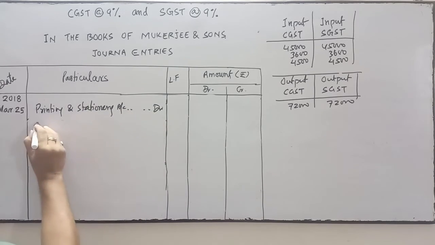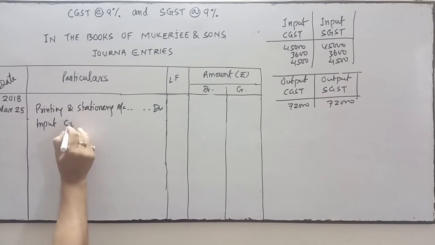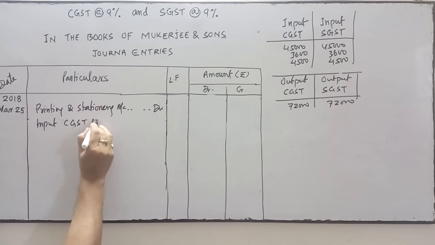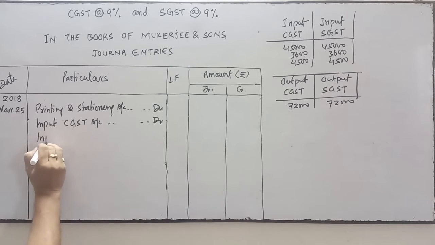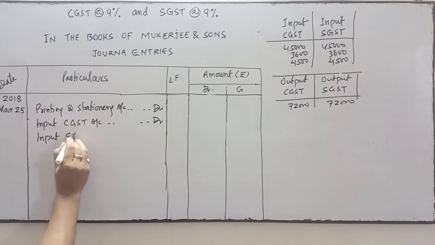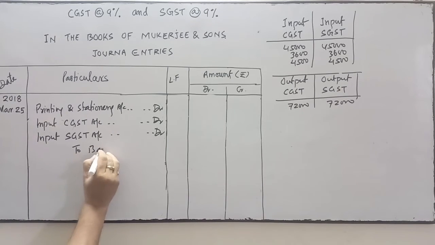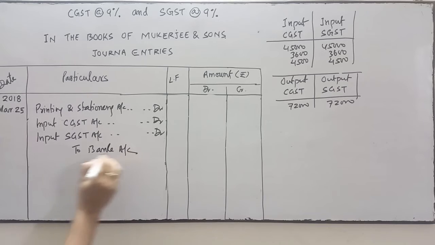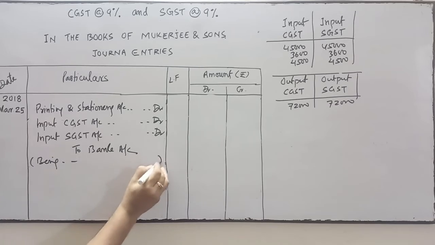Okay. Input CGST account debit. Input SGST account debit, to bank. The word "paid" is written, it means paid by check, obviously paid by check. Narration will be, what will we write in narration?